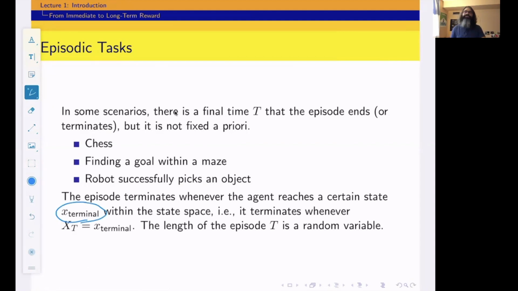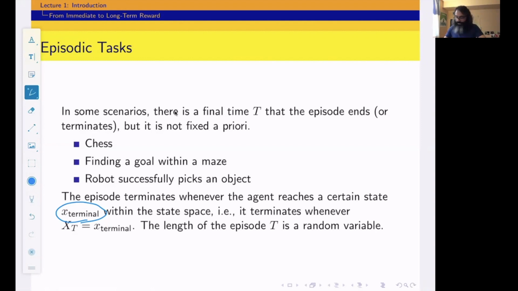You can think of it in chess as the state where one side checkmates the other side. That would be the terminal state. Maybe it's more intuitive to think about a bunch of different states that end the game or the episode. But mathematically we can define only one single state, and collapse everything that ends the game into that single state, and say that's our terminal state.